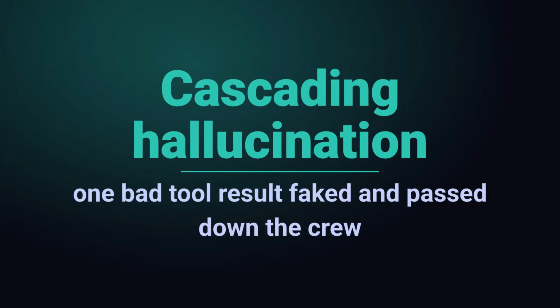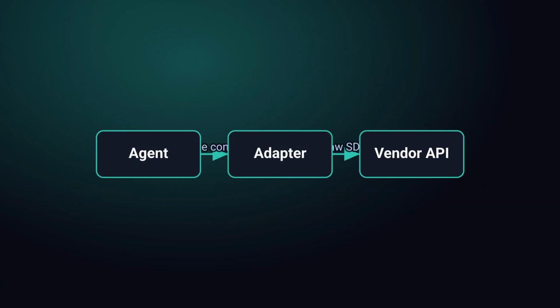Now, the practical defense is the same idea in both frameworks, just implemented differently. Put an adapter layer between your agent and the actual API. Never let LangChain or CrewAI call a vendor SDK directly.